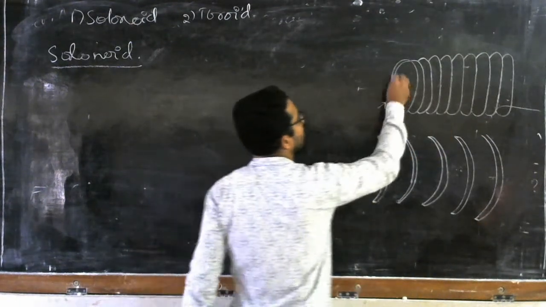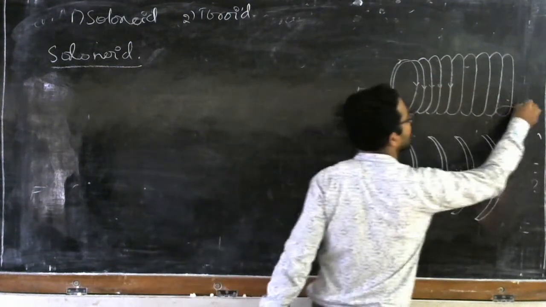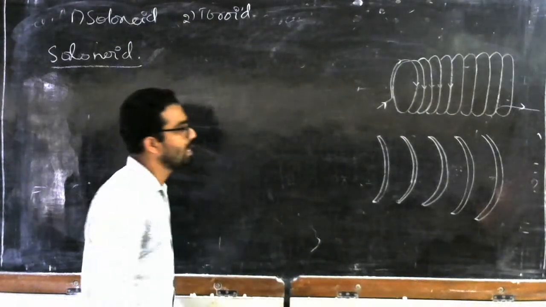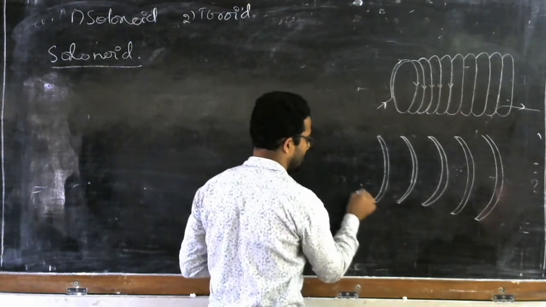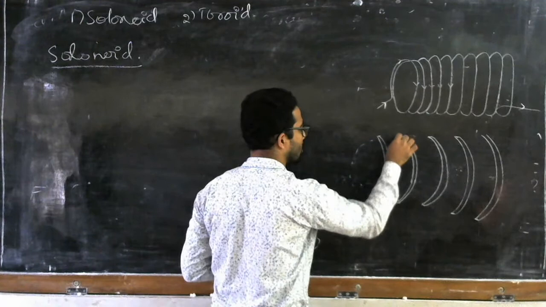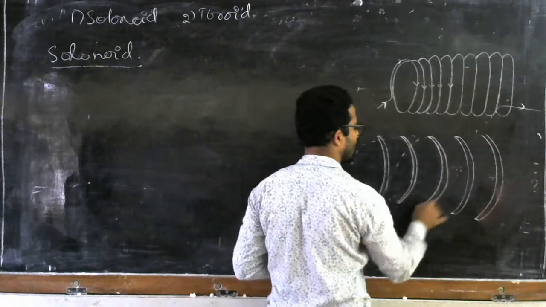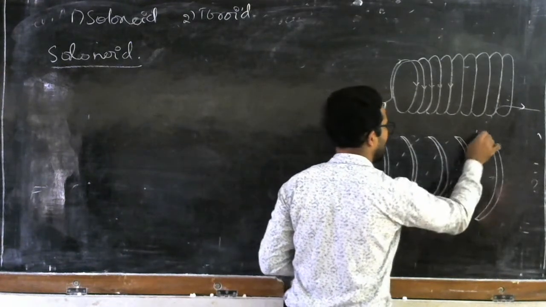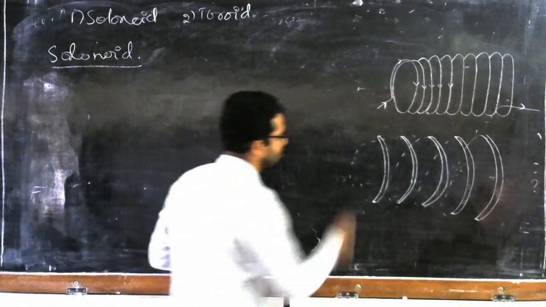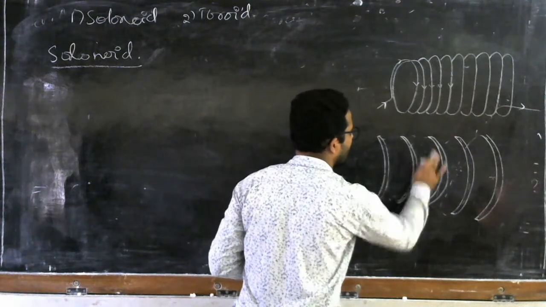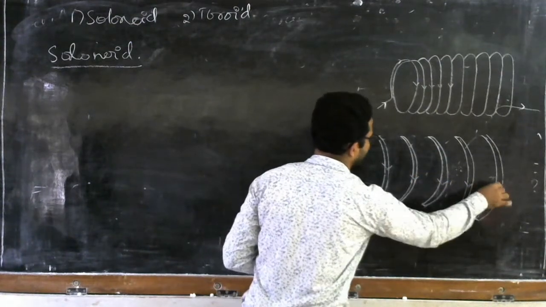Now see, this is the direction of current flow. I am showing only one part here. These are the wires. It will go like this, and it looks like a helical path. So this is the direction of current through all these wires.